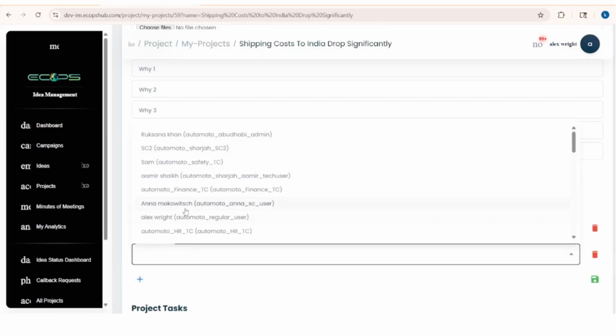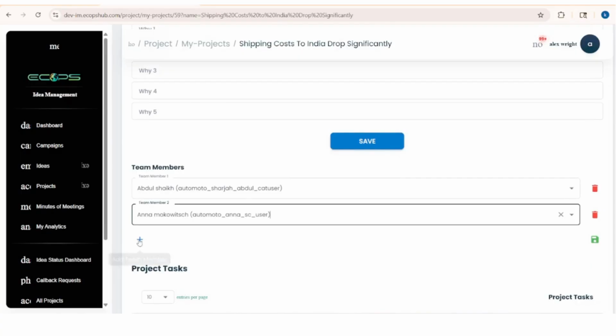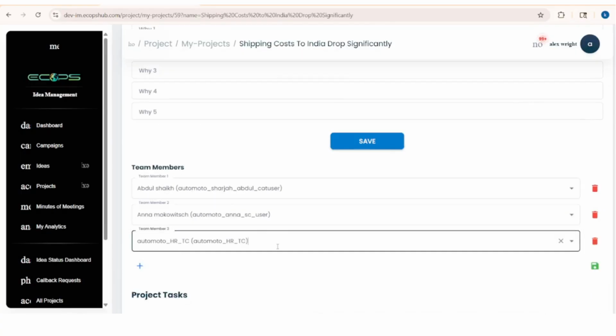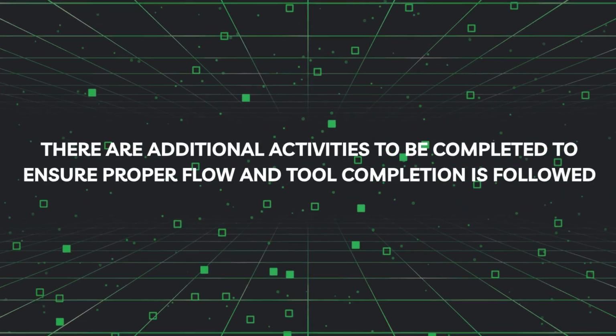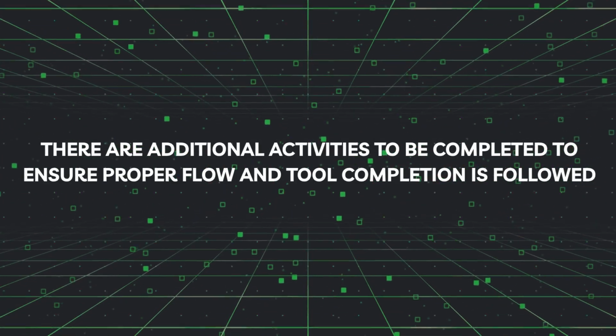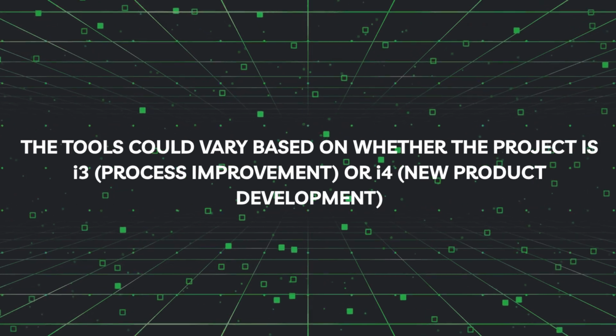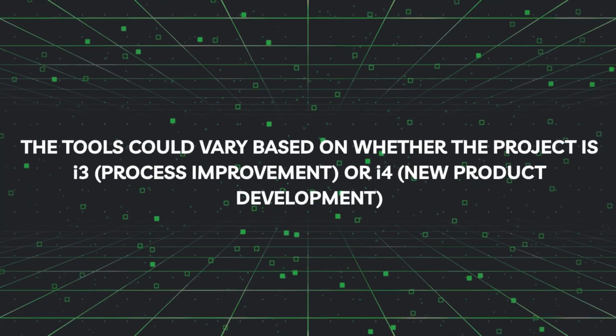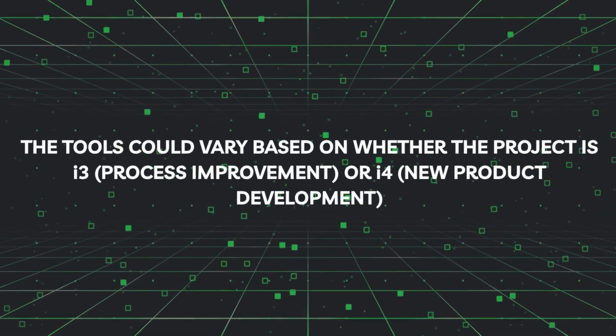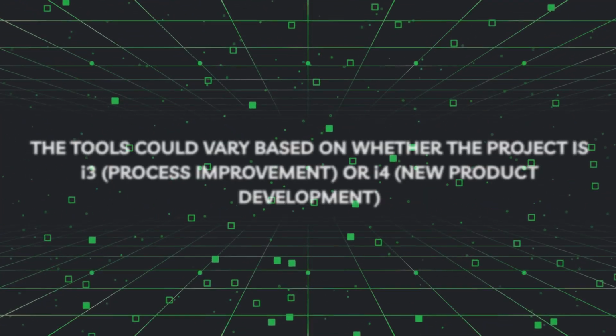Select the members who will be working on the project. You can add multiple team members. Please note, only the selected team members will be eligible for task assignment within the project. There are additional activities to be completed to ensure proper flow and tool completion is followed. The tools could vary based on whether the project is I3, Process Improvement, or I4, New Product Development.